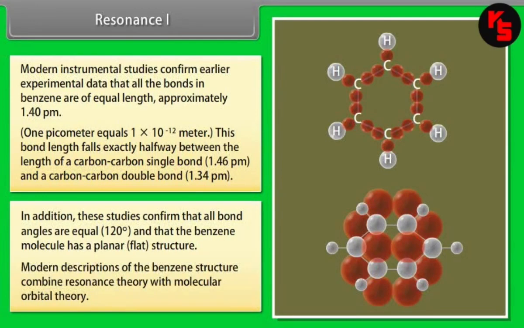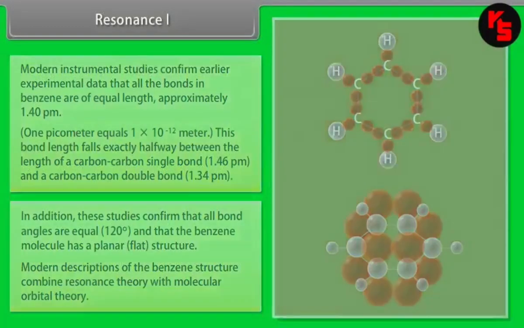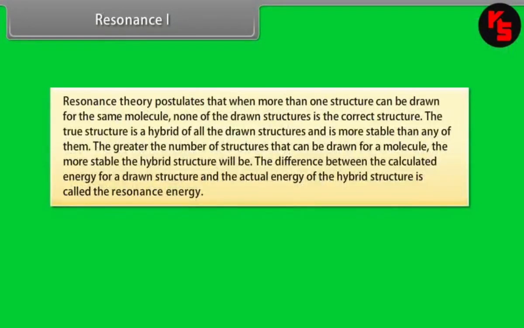Modern descriptions of the benzene structure combine resonance theory with molecular orbital theory. Resonance theory postulates that when more than one structure can be drawn from the same molecule, none of the drawn structures is the correct structure. The true structure is a hybrid of all the drawn structures and is more stable than any of them.